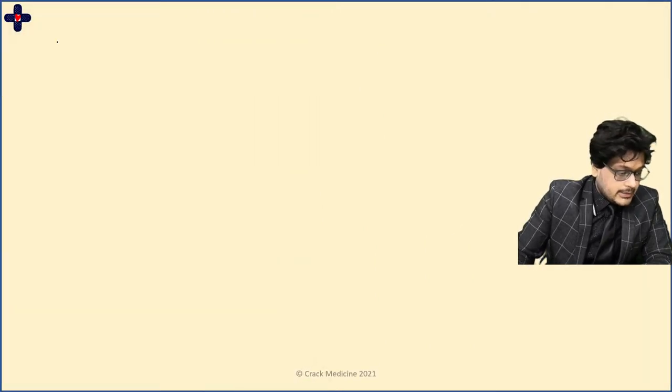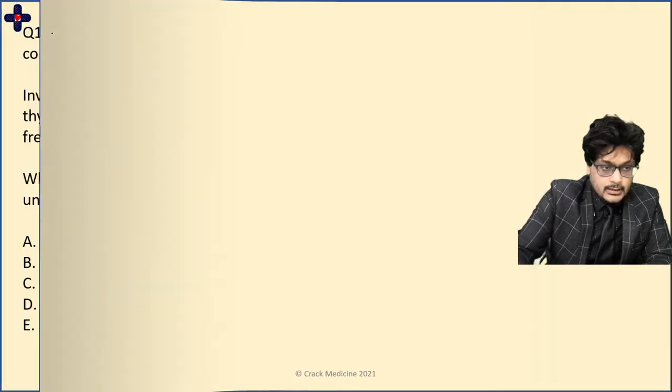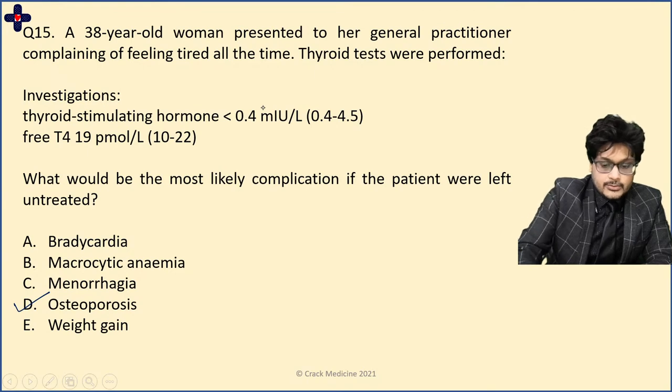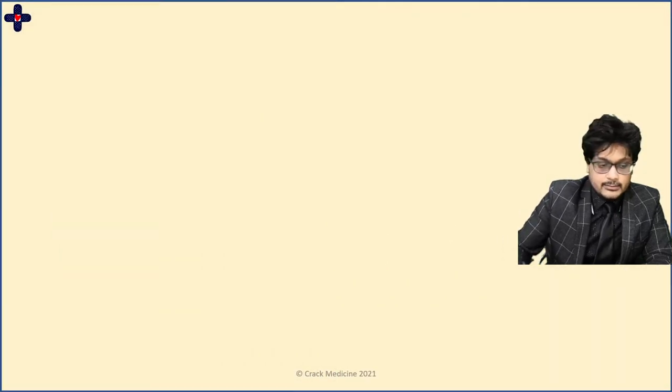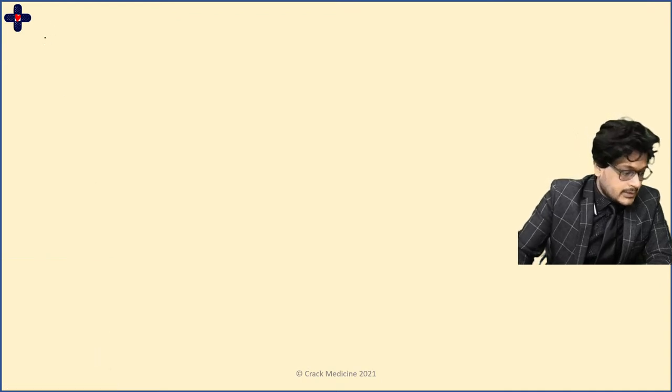We are talking about hyperthyroidism. Okay, so you can also see that the free T4 levels are pretty normal over here. They are in the normal range, but the TSH levels are suppressed. So this is a subclinical one, right? All right.